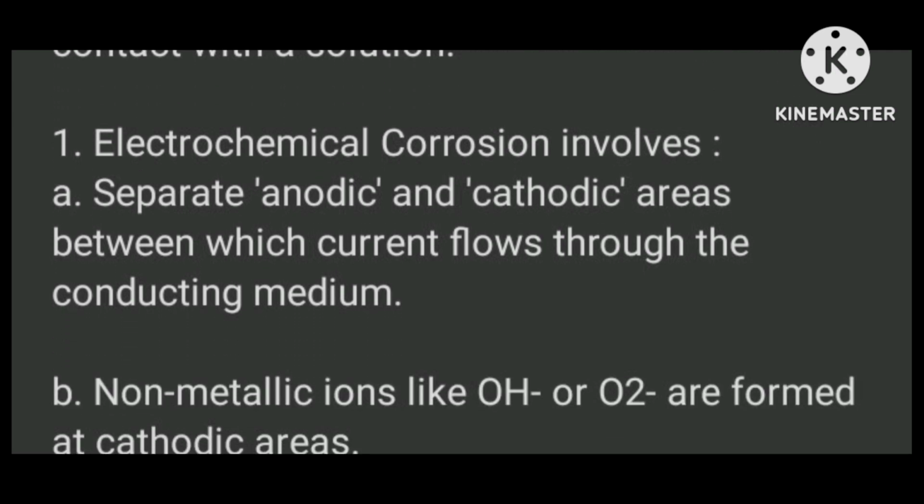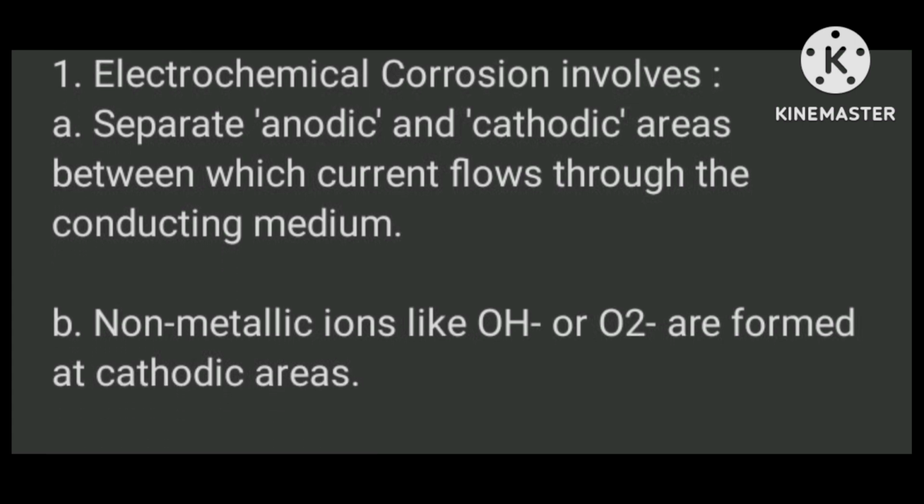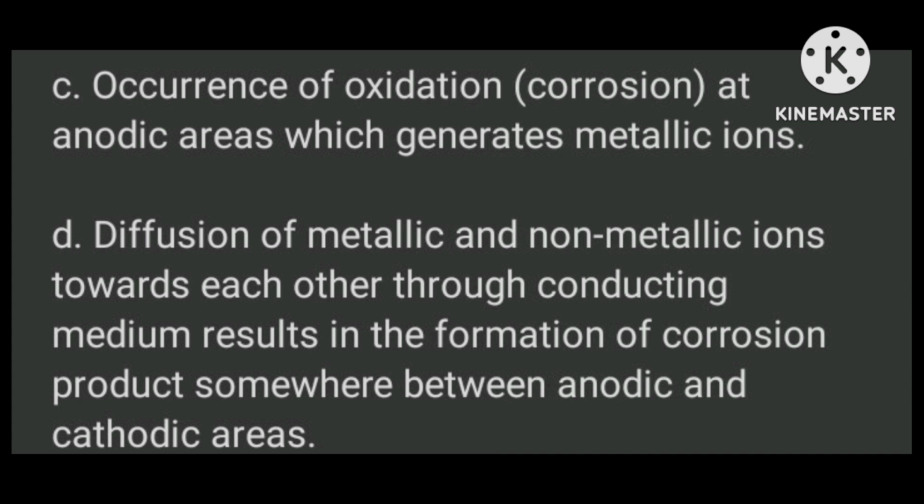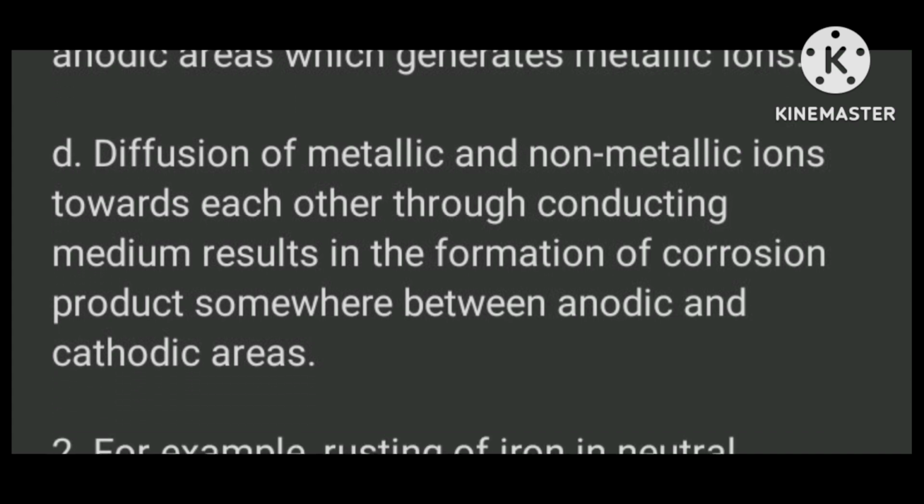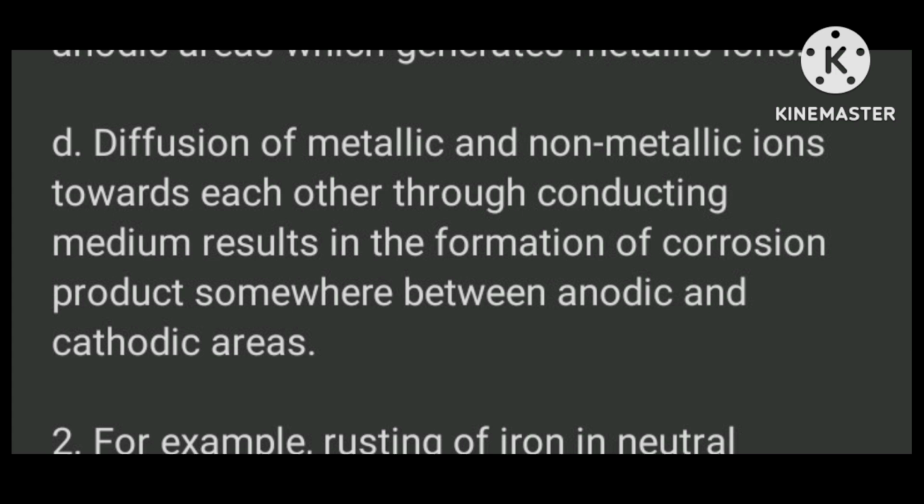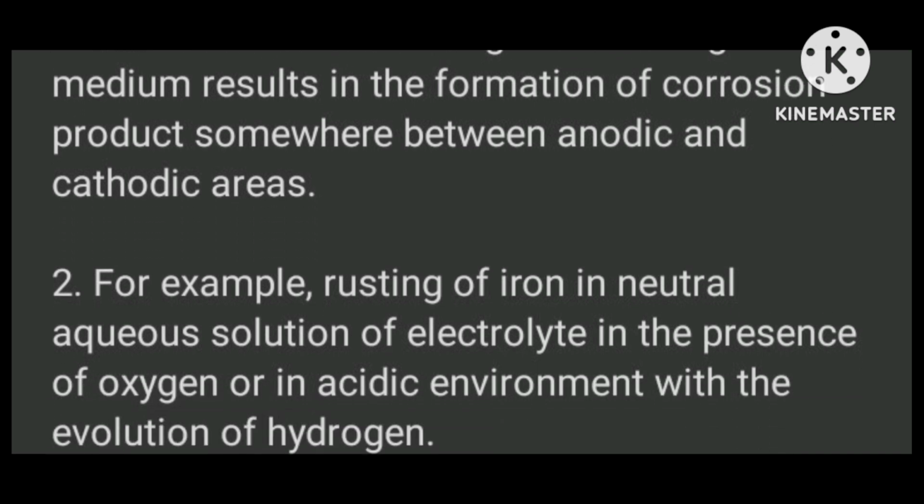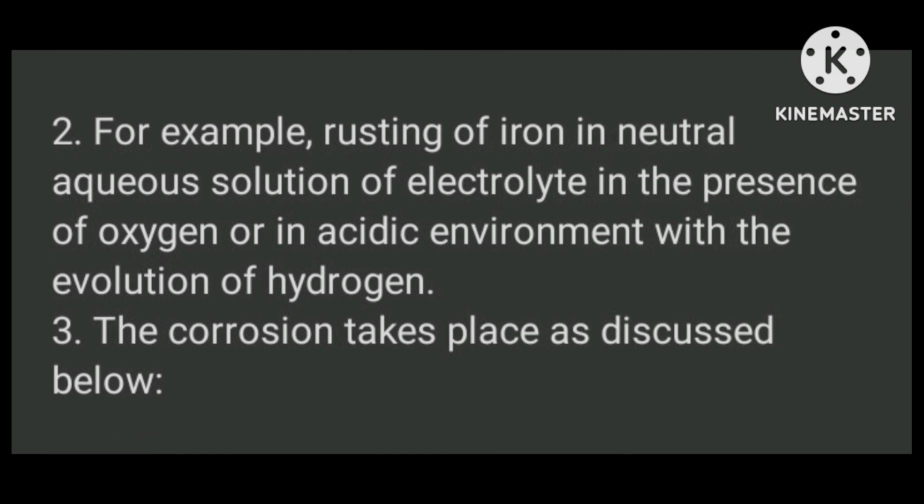1. Electrochemical corrosion involves: A. Separate anodic and cathodic areas between which current flows through the conducting medium. B. Non-metallic ions like O or O2 are formed at cathodic areas. C. Occurrence of oxidation corrosion at anodic areas, which generates metallic ions. D. Diffusion of metallic and non-metallic ions towards each other through the conducting medium results in the formation of corrosion product somewhere between anodic and cathodic areas.